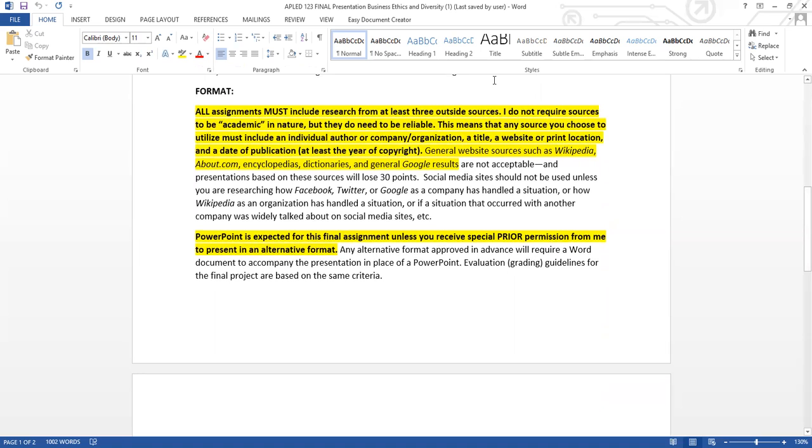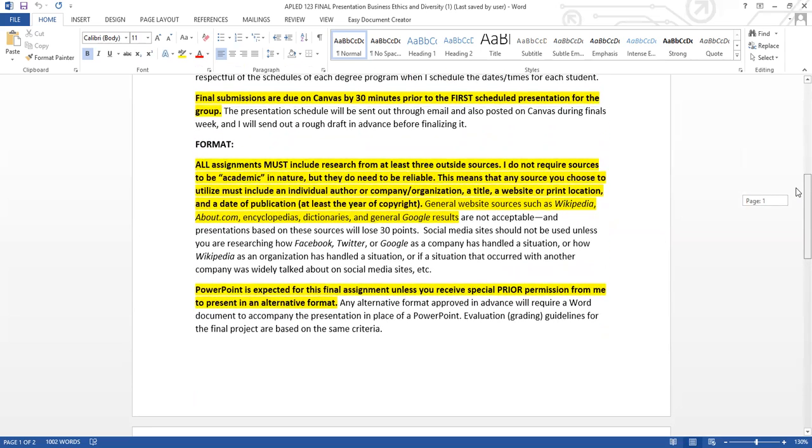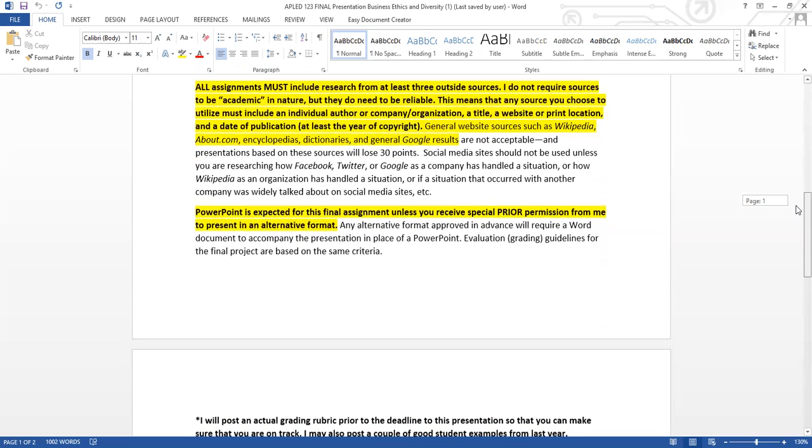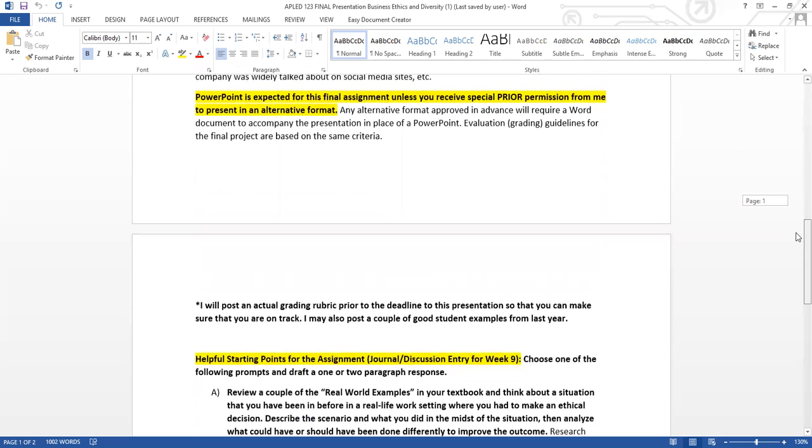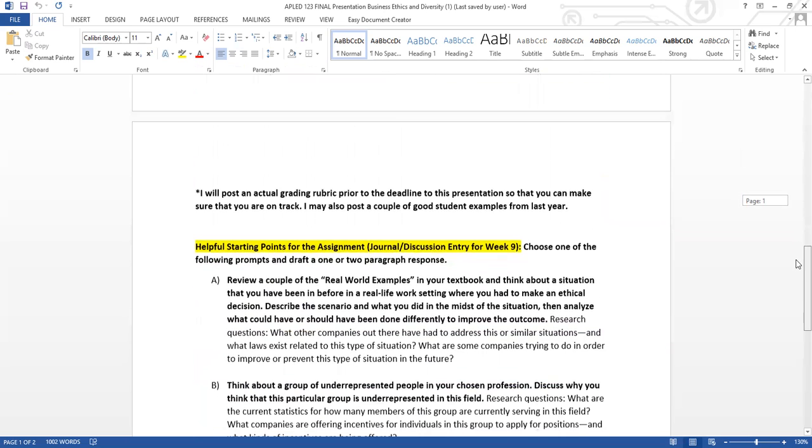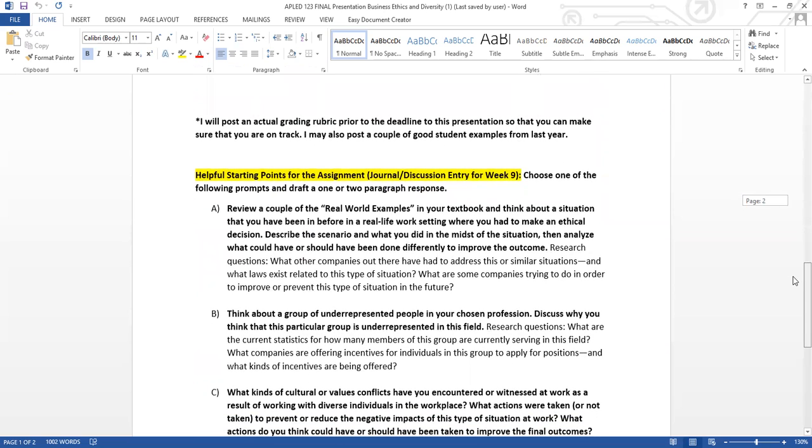So you need to have research from 3 outside sources. They don't have to be academic in nature, but they do need to be reliable, okay? So don't just go to Wikipedia or about.com. Go a little bit deeper than that. PowerPoint is expected unless you receive prior permission from me, okay? I'll post the actual grading rubric prior to the deadline.